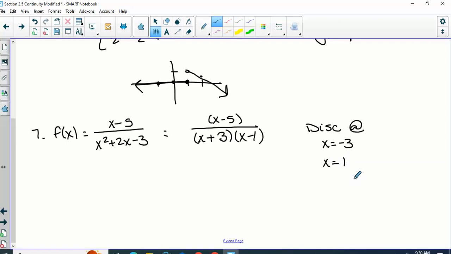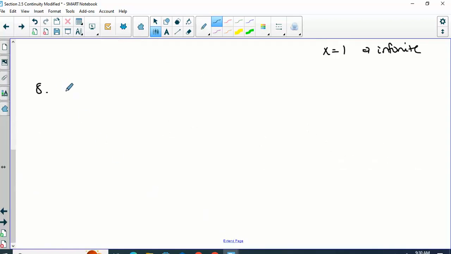Since neither of those cancel, that means what's happening on our graph at both? Vertical asymptote. So what kind of discontinuity is it? Infinite for both. We're going to stop when we get to number 10.